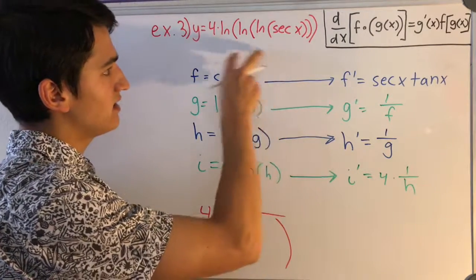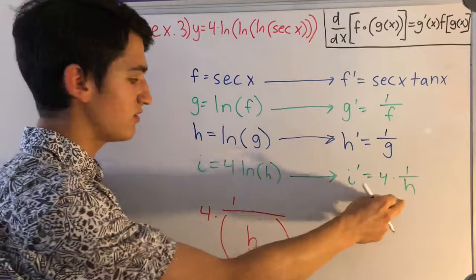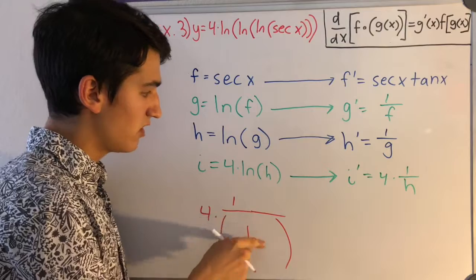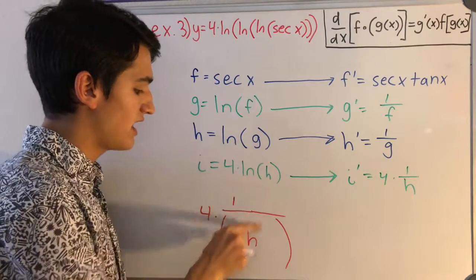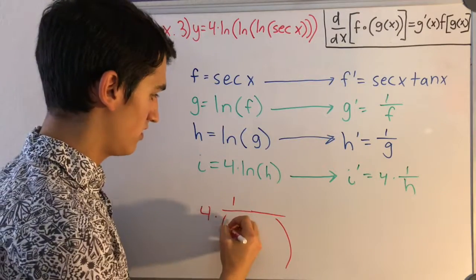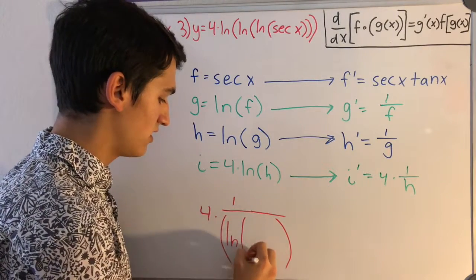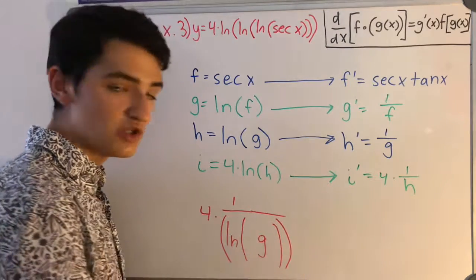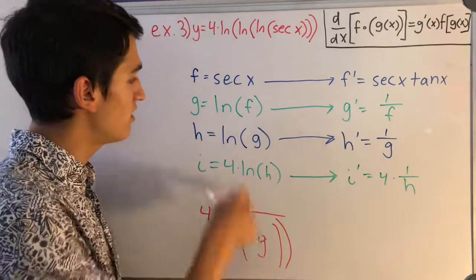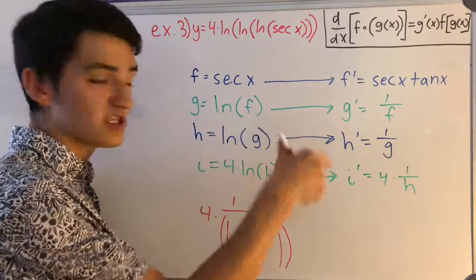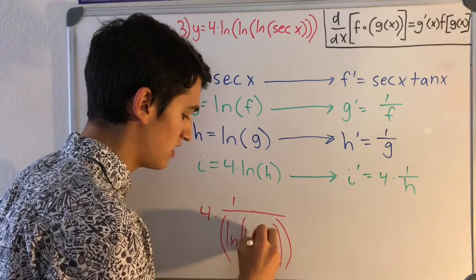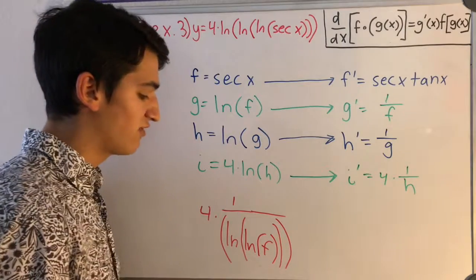But h is not in this equation up here. h is just something we made up to take the place of the natural log of g. So we've got to plug that in. We're going to plug in natural log of g for h, because we can't use h in our answer. It's not something from the equation. So natural log of g. But then the same thing goes with g. g is something we made up too, so we plug in for g, which is the natural log of f.